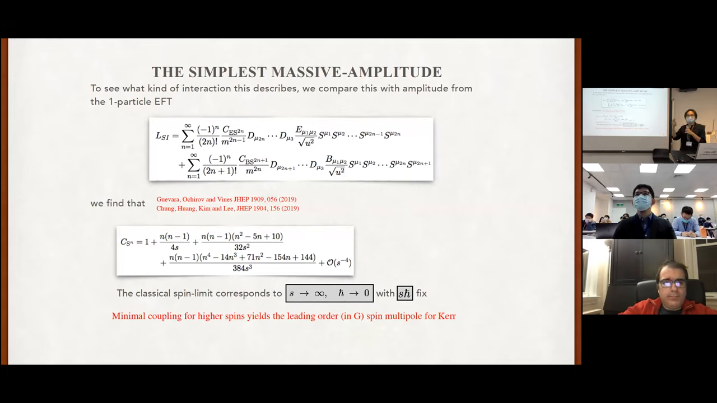So for this thing that we write down, we don't really have a quantum field theory. If we take s to 100, we don't know what that corresponds to in elementary particle quantum field theory. But in the classical limit, this interaction gives you precisely the black hole multipole moments. So in other words, minimal coupling is just black holes. It's just a spinning black hole.